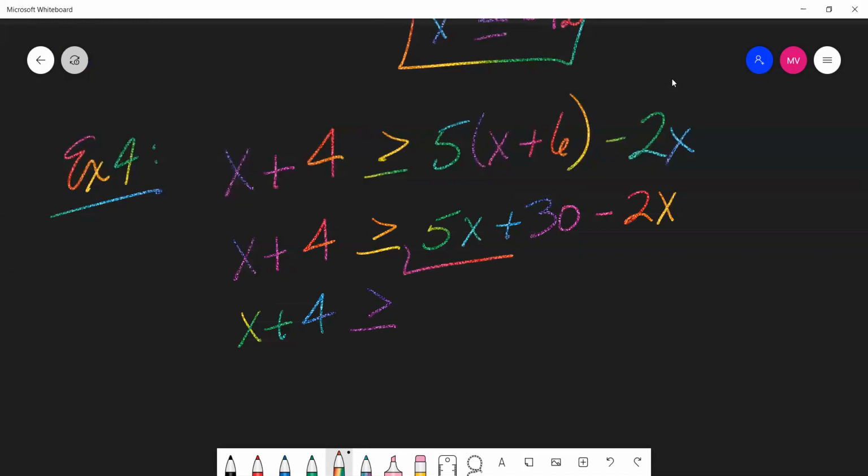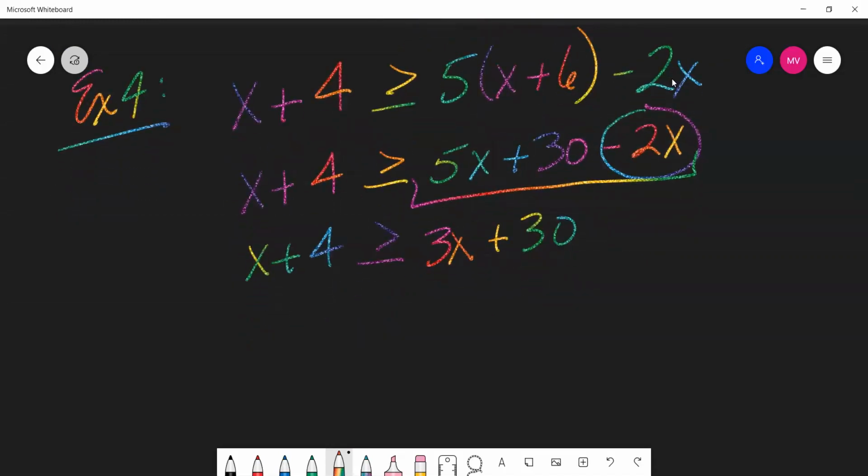I still need to simplify this side. Do we have some like terms? Yes. And what do we add to that 2x? Yeah. Whenever you have a minus sign, just add it to the term following it. So you make sure you include that negative when you're combining like terms. So this becomes 5 minus 2x, which is what? Right. So this side becomes 3x plus 30.